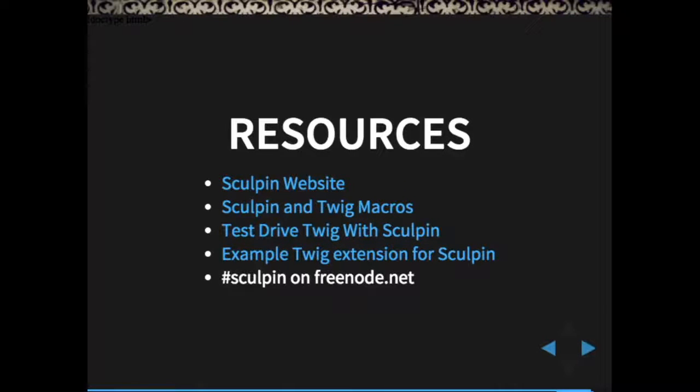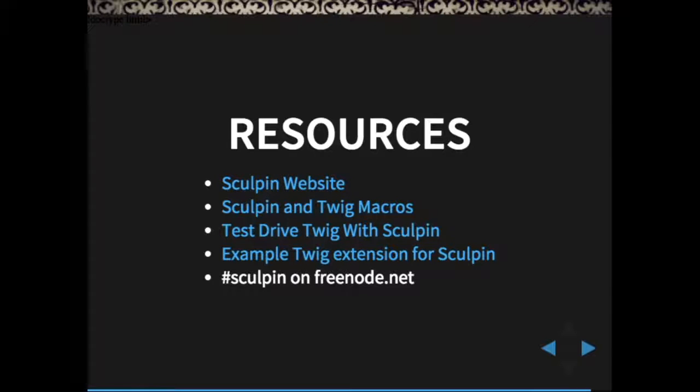use it, and how you might try to figure out how to extend it. Good resources: there is the Sculpin website. The documentation is short. You can just read it all in like one go. Absolutely do that, because there's all kinds of neat little nuggets in there. It's super simple to read through it in one sitting. I've got links in here to how to create Sculpin Twig macros.